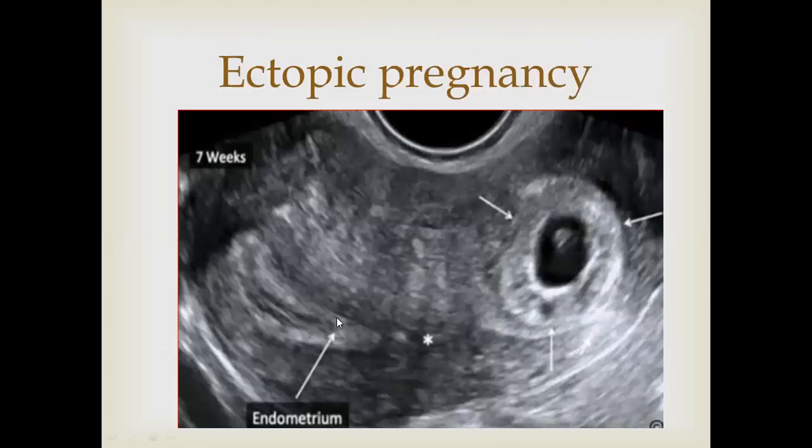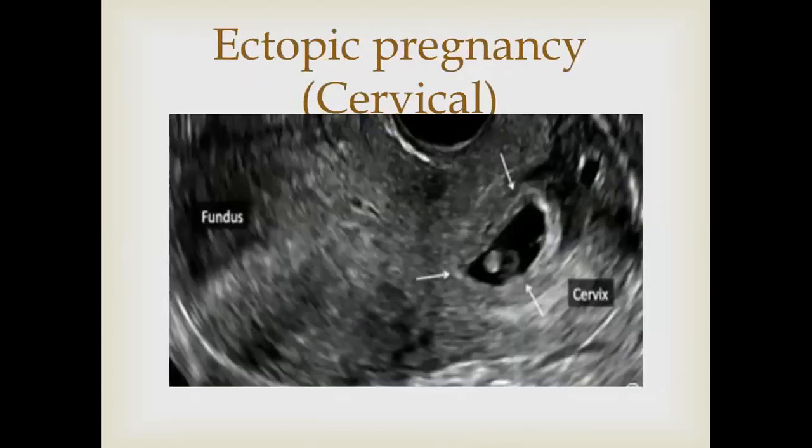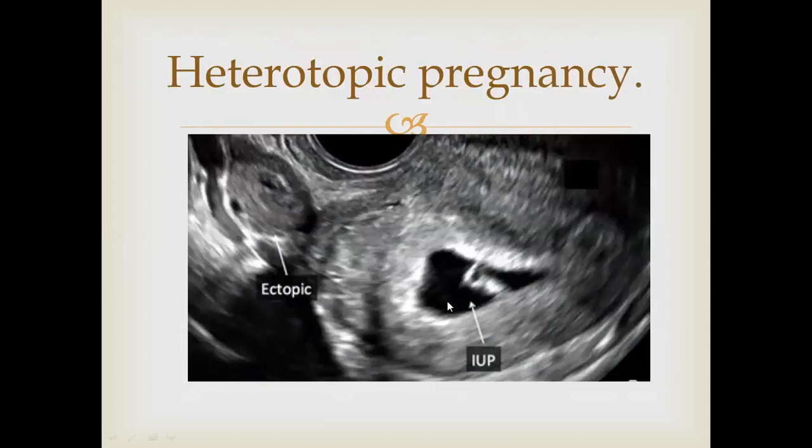The endometrium is empty, and this is an ectopic pregnancy in the tube. And this is a picture of a disturbed ectopic pregnancy, and this is a collection in the Douglas pouch. This is a picture of a cervical pregnancy: the fundus is clear, and the sac is in the cervix. This is a picture of a Caesarean scar pregnancy: the fundus is also clear, the cervix is clear, and the sac is in the area of the Caesarean scar. This picture is difficult to diagnose and needs meticulous ultrasonography.